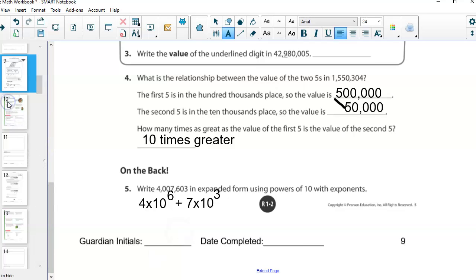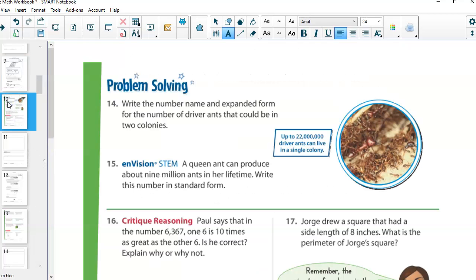So let's go to the next page. The next page is page 10 in your packet.